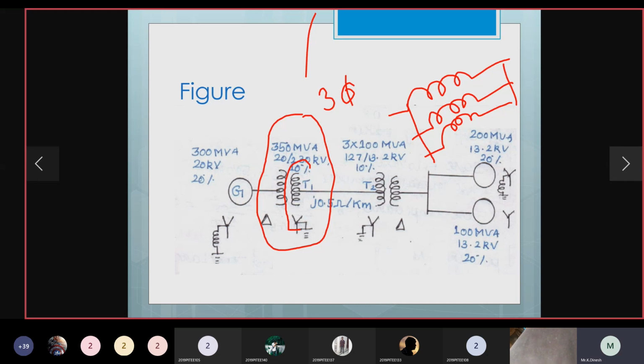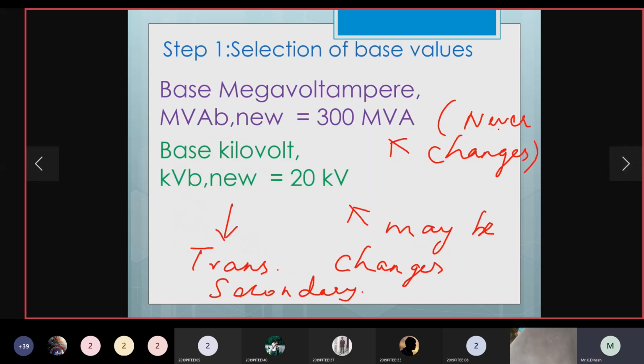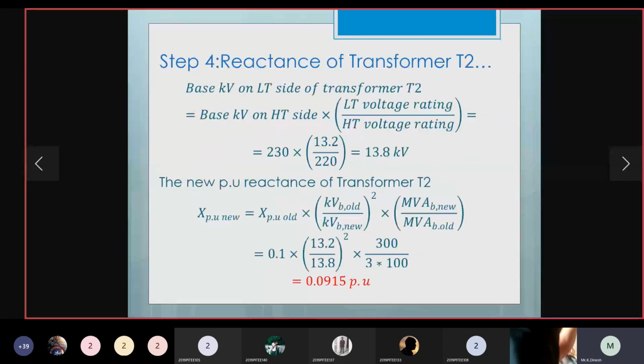So when you have the transformer secondary, we have to calculate this one. Here the base kV on the LT side, 13.2, we have to calculate. So base kV on the HT side into LT voltage rating by HT voltage rating. The base kV on the HT side is 230, LT is 13.2, HT is 220. So you have 13.8 kV.